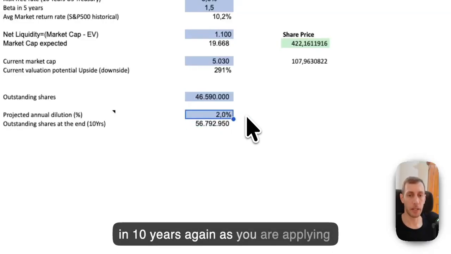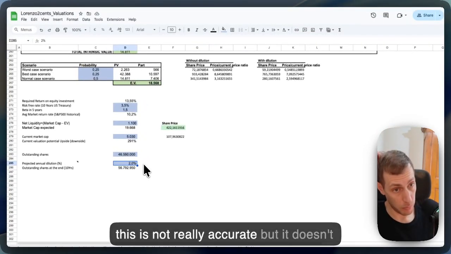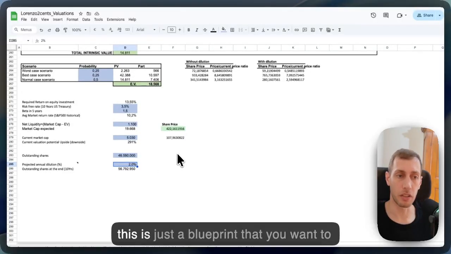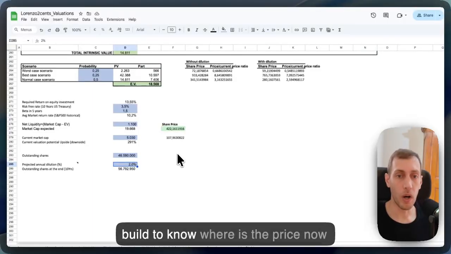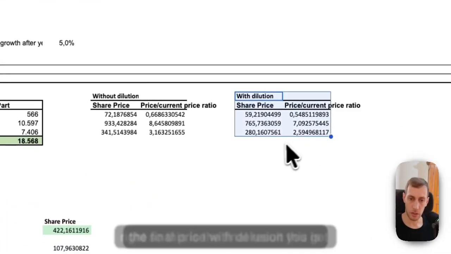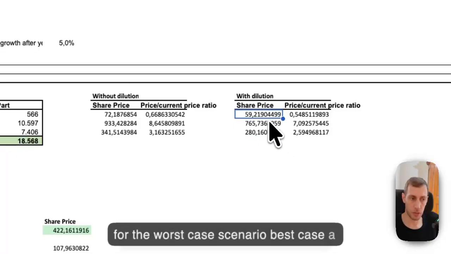Again, as you are applying this to the end of the 10 years, this is not really accurate, but it doesn't matter because this is not accurate. This is just a blueprint that you want to build to know where is the price now, right? So this is the final result. You get the final price with dilution. This is without dilution. You get the final price for the worst case scenario, best case, and normal case.